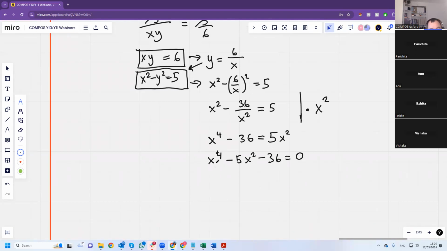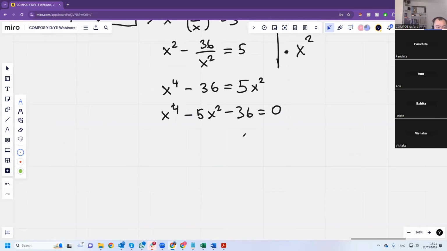Okay, so this is a quadratic equation. Well, it's a quartic equation, but a simple substitution makes it quadratic. I hope you see that. And you have the solution. I won't bore you with it.